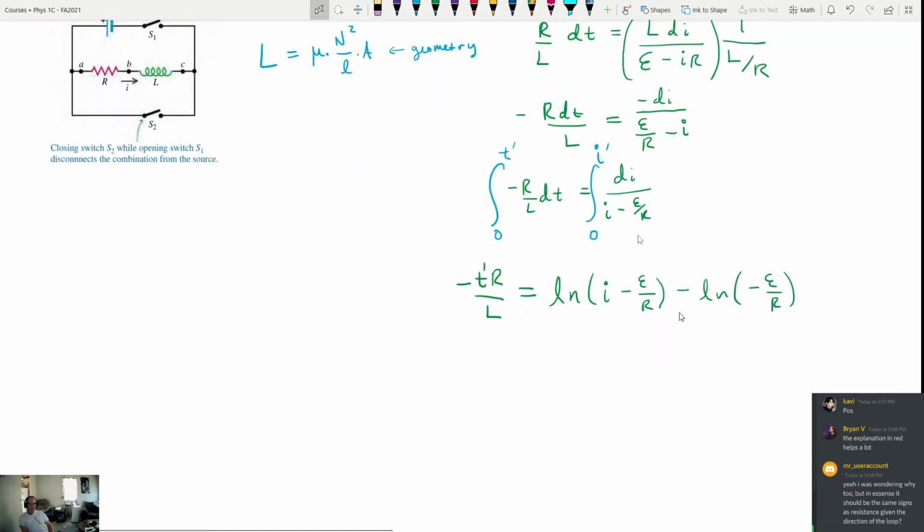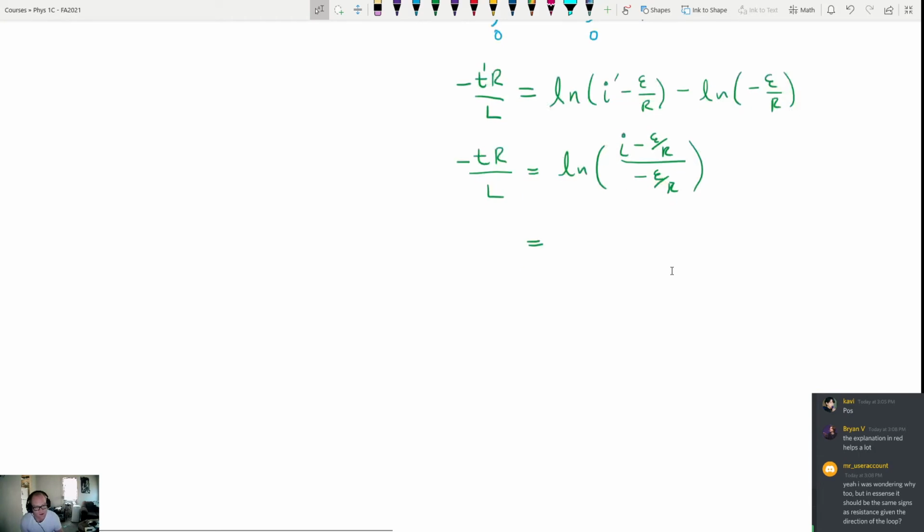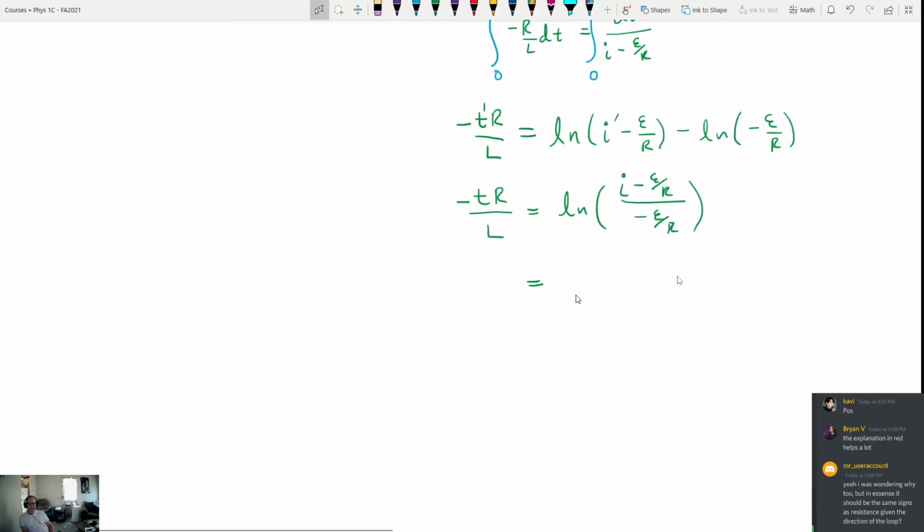And then we can combine these two together. So we'll get negative tR divided by L. Oh, I should have put I prime on both of these, because the I prime is equal to the natural log of, we'll drop the primes in this line, I minus E over R, divided by negative E over R. And then this is going to be equal to, I'm now going to multiply the negative sign back into this equation here. So we'll have the natural log of E over R minus I, divided by E over R, like that.